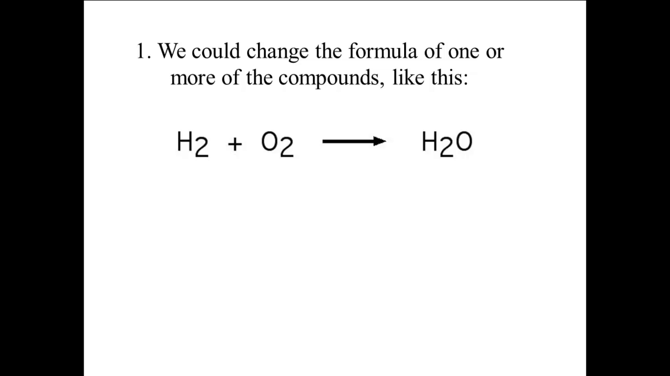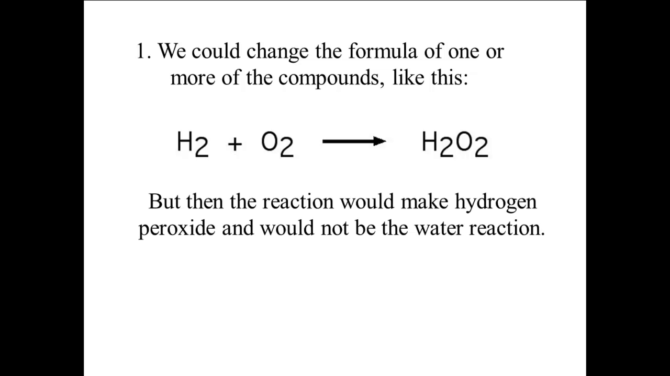1. We could change the formula of one or more of the compounds, like this. H2 plus O2 gives H2O2. But then the reaction would make hydrogen peroxide and would not be the water reaction. This is not allowed. You may not change the formulas of the compounds in the reaction in order to balance the equation.